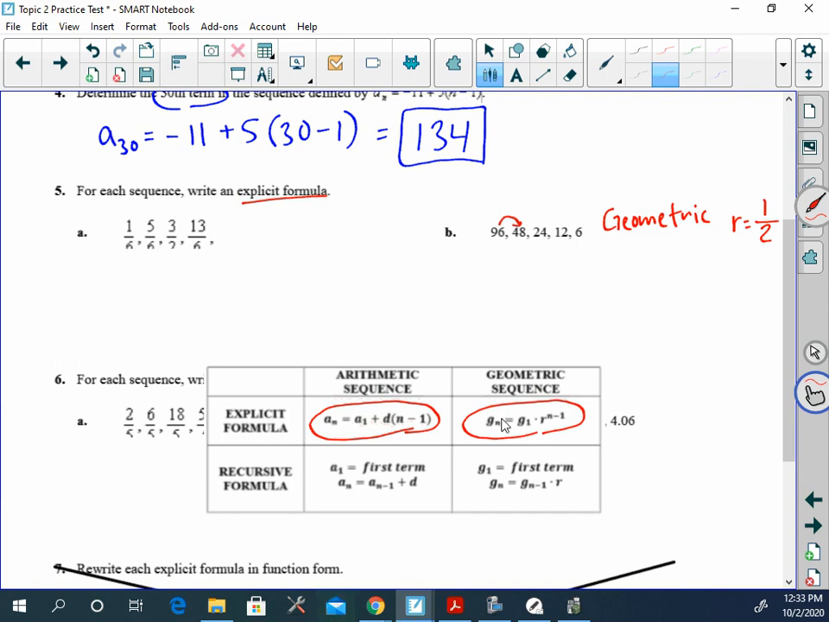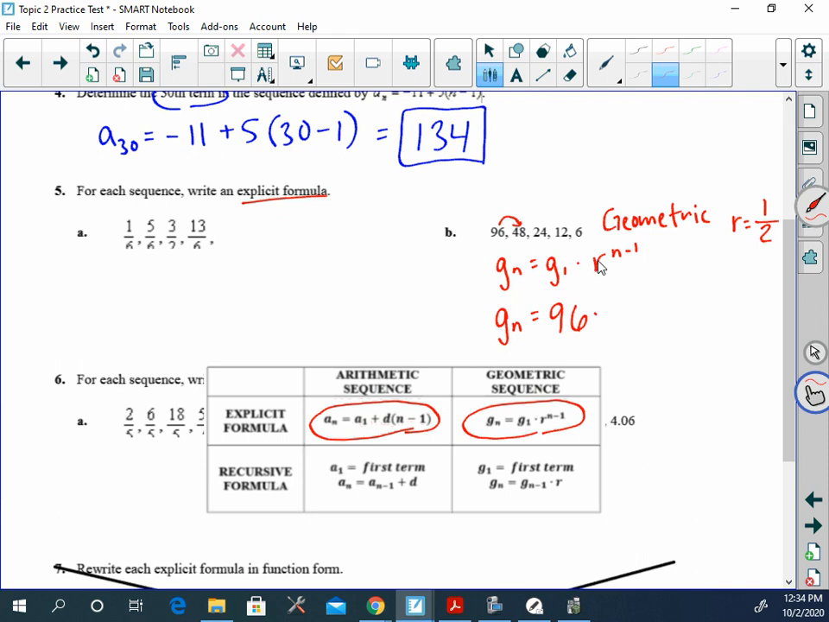And if we're using this formula, I'm just going to write the generic formula here to start with. That way my teacher can see that I chose the correct formula. And then I'm going to leave n in the formula because that's part of it. And I'm going to replace this g sub 1. This means it's the first term of a geometric sequence. So we're just looking for the first term, which is 96.